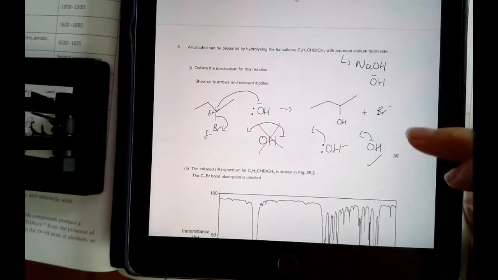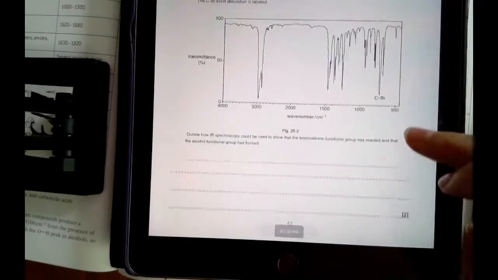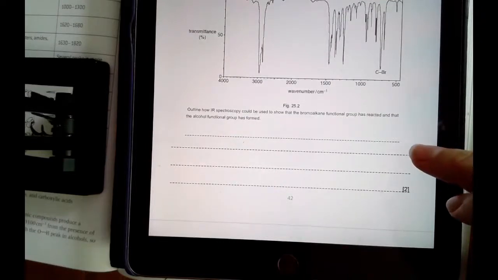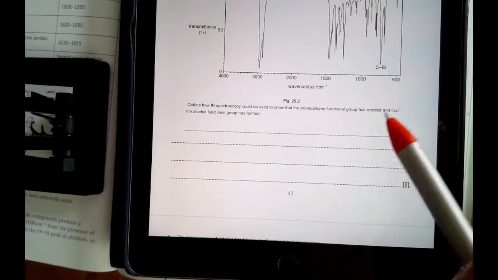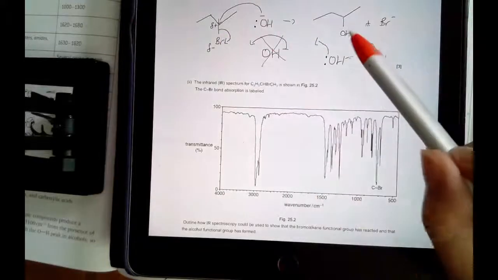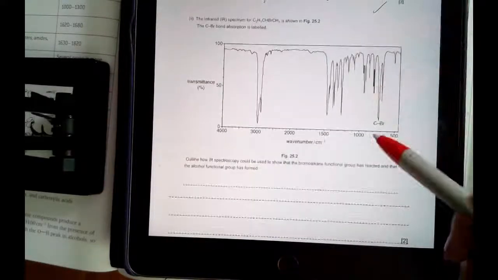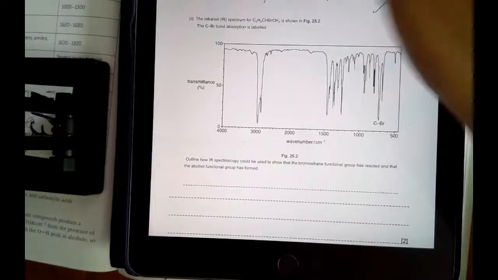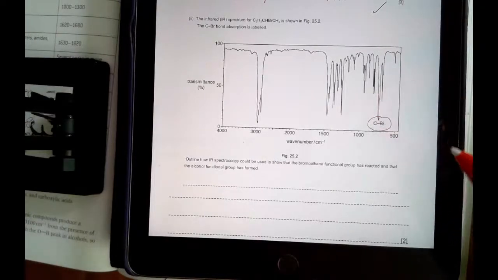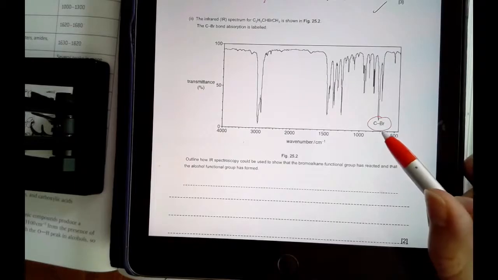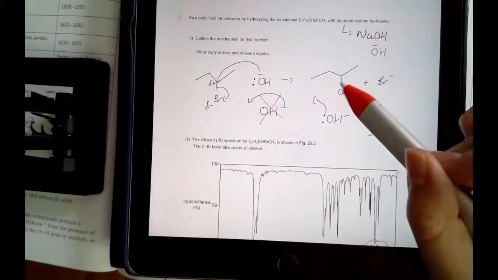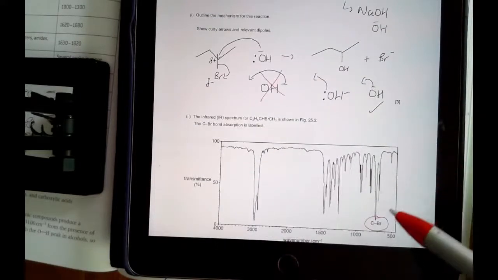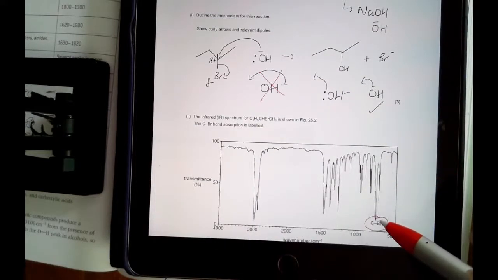The second part of the question then is back to what we were talking about, and we have got the infrared spectrum, and it asks you how you use spectroscopy to show that the bromoalkane functional group has reacted. So you're going from your bromoalkane to your alcohol. So they've labelled this CBr peak here for you because, as I said, we are never asked to interpret anything below 1500. So they've labelled that for you. And what you'd expect to see on the infrared spectrum of your product is that the CBr peak would disappear. It wouldn't be there anymore.